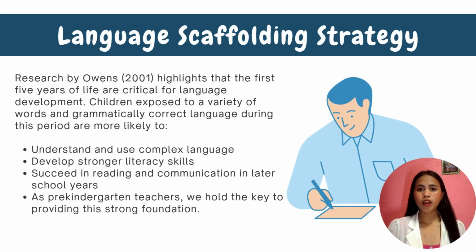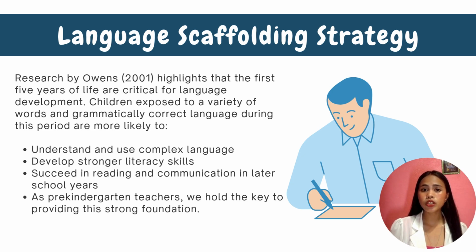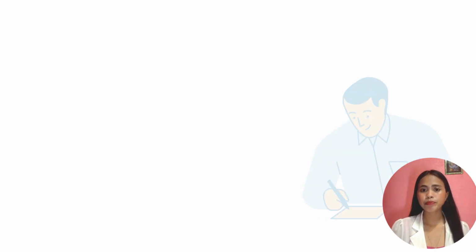Research by Owens 2001 highlights that the first 5 years of life are critical for language development. Children exposed to a variety of words and grammatically correct language during this period are more likely to: first, understand and use complex language; second, develop stronger literacy skills; third, succeed in reading and communication in later school years. Pre-kindergarten teachers hold the key to providing this strong foundation.